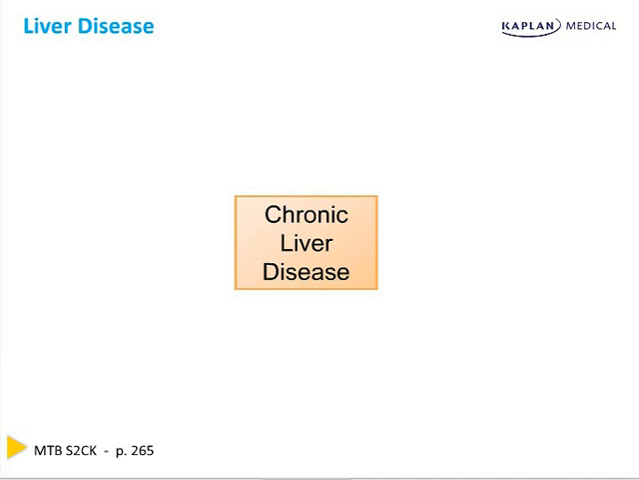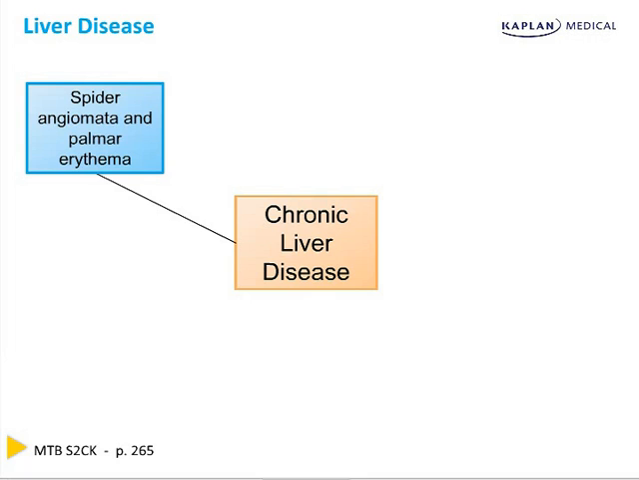We're now going to discuss one of my favorite topics, the liver. We're going to go through liver disease and causes of cirrhosis. Chronic liver disease has multiple complications. The first is spider angiomata and palmar erythema. The next is hepatorenal syndrome. In this condition, a change in blood flow and blood vessel tone in the kidneys leads to renal failure.